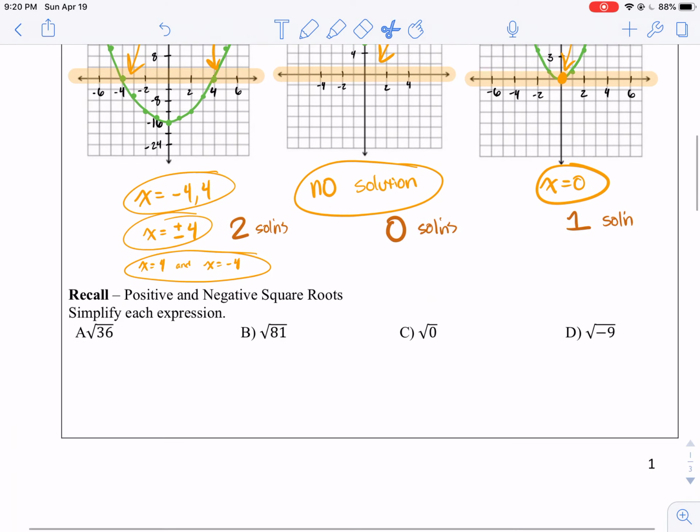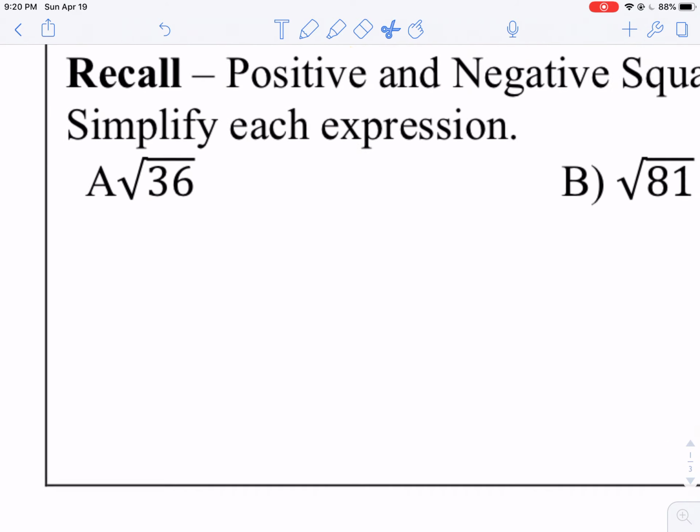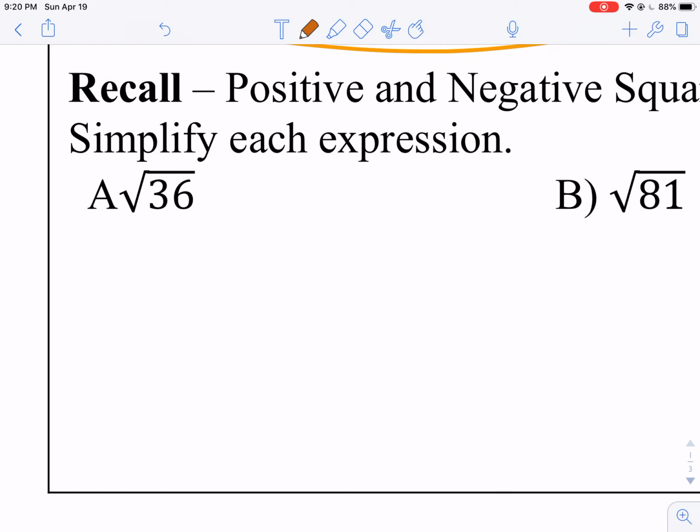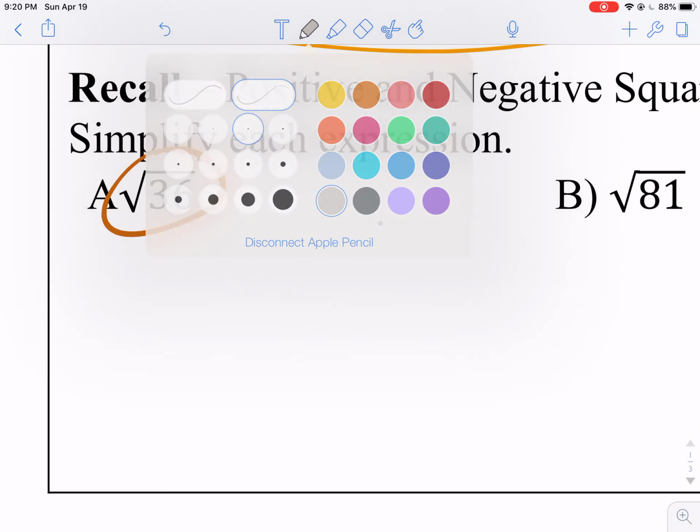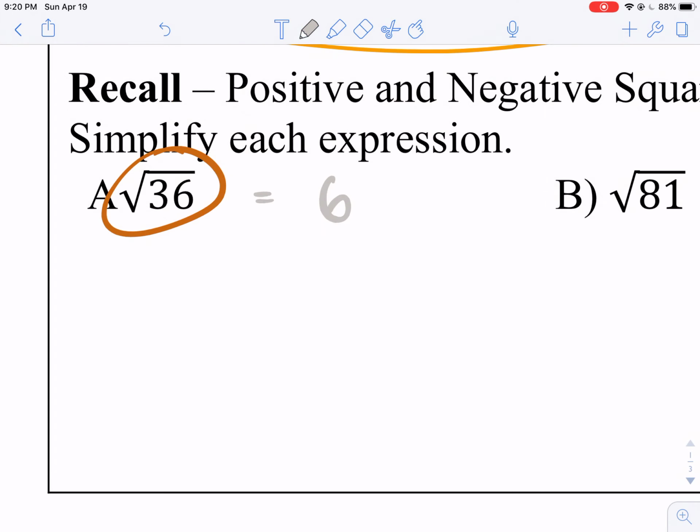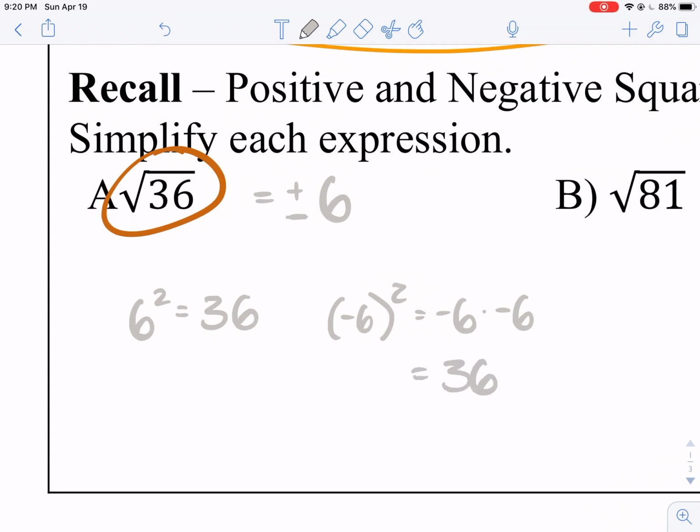Before we do, let's quickly review how to simplify square root expressions. Here we've got the square root of 36. You'll remember that the square root of 36 is 6, but it's also negative 6. So we say it's plus or minus 6. This is because 6 squared is 36. Also, negative 6 squared, that's negative 6 times negative 6, is equal to a positive 36.